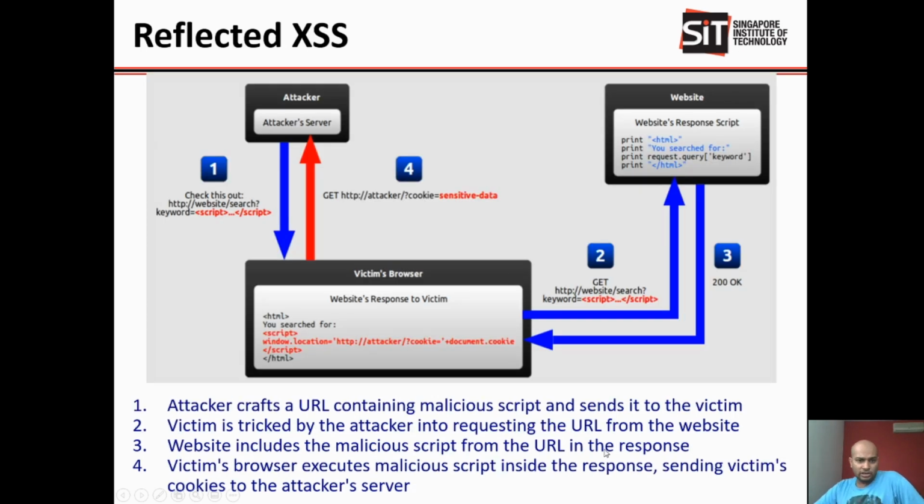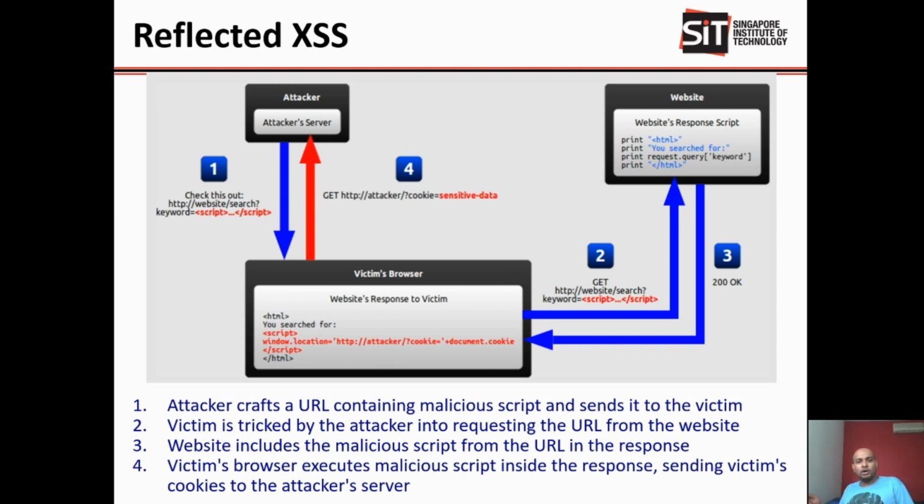So in reflected cross-site scripting, these are the 4 steps. Attacker crafts a URL containing malicious scripts. So if you know that there is a website which is vulnerable to reflected cross-site scripting, the first step is the attacker crafts a URL for the website containing a malicious script and sends this to a victim. So how do you send this to the victim? It can be a phishing email, it can be any of the n number of social engineering techniques to send this particular URL to a victim. You can make it a tiny URL so that the entire thing won't be seen there, etc., etc.